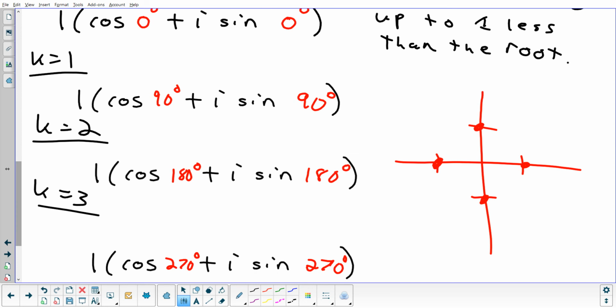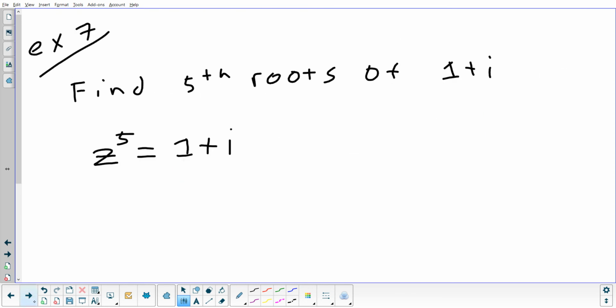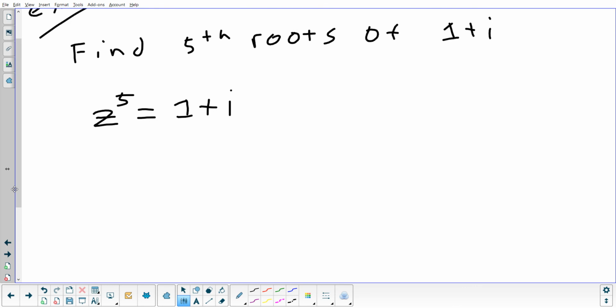All right, so let's try another one. Find the fifth roots of 1 plus i. What's the first thing you have to do with that entire equation? Yep. Put it into trig form. We got to get everything into trig form, and everything means 2 things. The z, which you put the same thing in every time, and the 1 plus i.